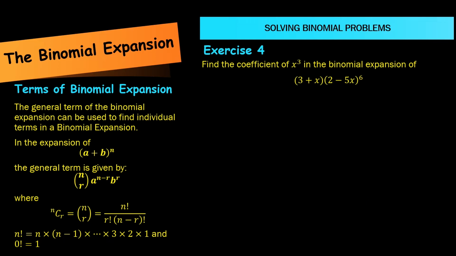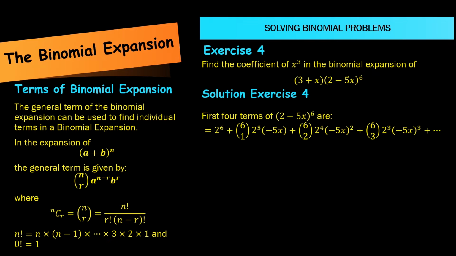Now let's have a go at the next exercise. We are required to find the coefficient of x cubed in the binomial expansion of 3 plus x times 2 minus 5x to the power 6. So let's solve this. Now the first four terms of 2 minus 5x all raised to the power 6 are given on your screen.